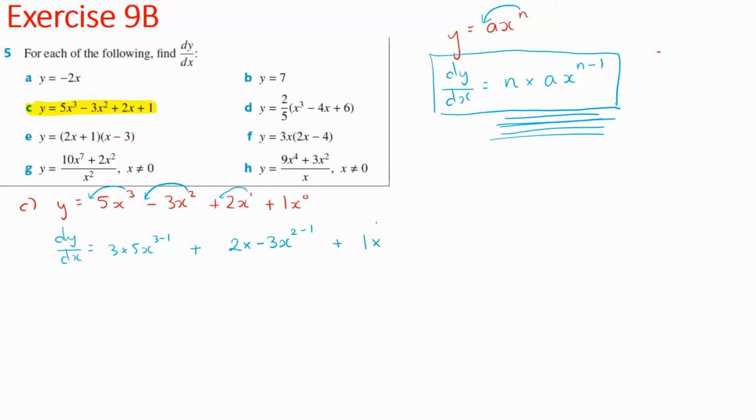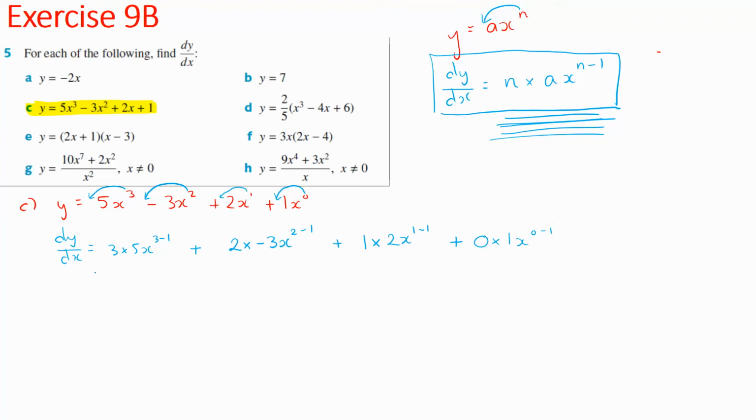1 times. The a is the number in front of x. So right now it's 2. So 2x to the power of 1 minus 1. Okay? And then I'm still doing it again. Plus. Bring the power down, and that now becomes 0 times 1x to the power of 0 minus 1. Okay, now we're going to simplify all of this.